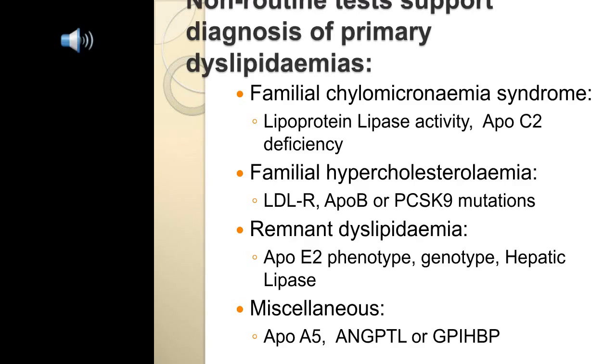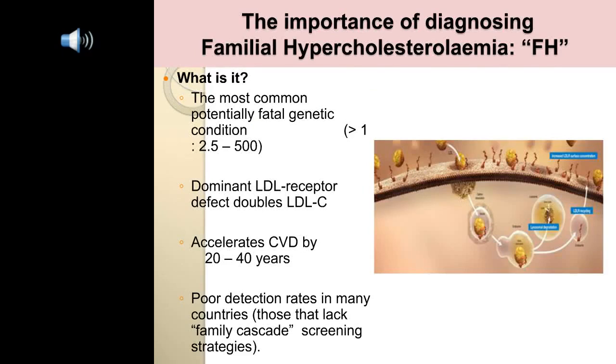I've mentioned the genetic mutations which could be occurring to cause familial hypercholesterolemia. We might also look at the gene pattern for ApoE phenotype or genotype to explain the presence of remnant particles, or alternatively we might need to measure hepatic lipase activity for that. And so there are a number of sophisticated protein and molecular techniques which might be required to generate the final diagnosis.